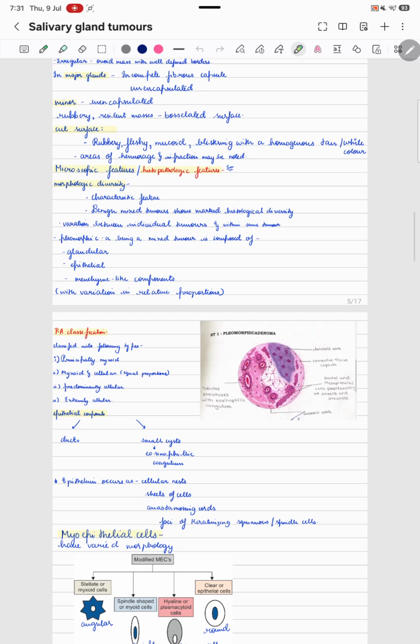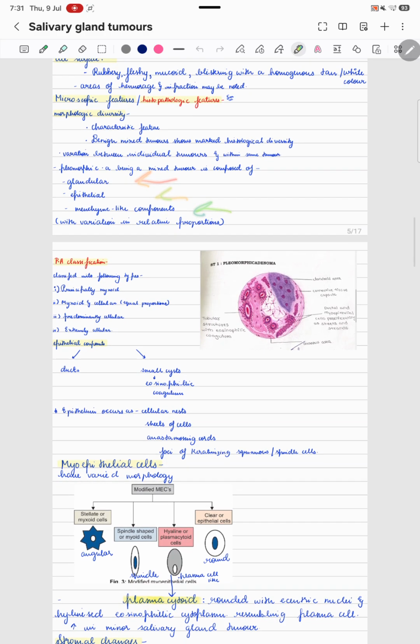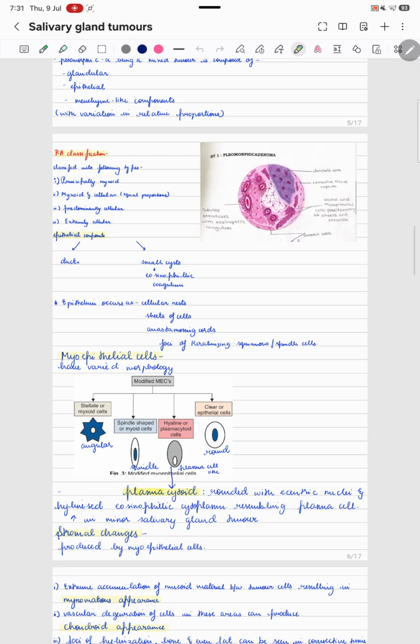In histological features, we start with the characteristic feature: benign mixed tumors show marked histological diversity, with variation between individual tumors. Pleomorphic adenoma, being a mixed tumor, comprises glandular, epithelial, and mesenchymal-like components. PA is classified principally as myxoid and cellular, predominantly cellular, and extremely cellular.